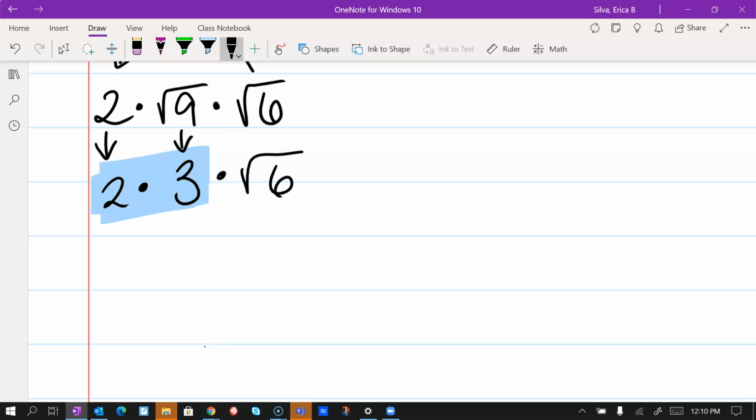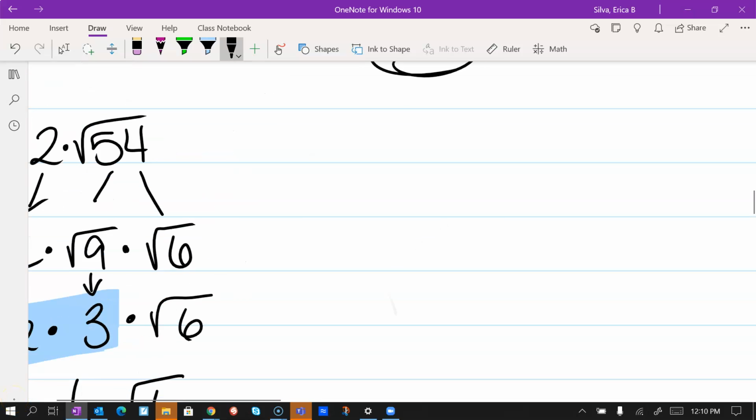No perfect square goes into 6, so we know that's simplified. And then we're going to multiply these two. 2 times 3 is 6, and then we get square root of 6. Oh, I see what you did. You added. You need to multiply. Always multiply. Any questions on that one?